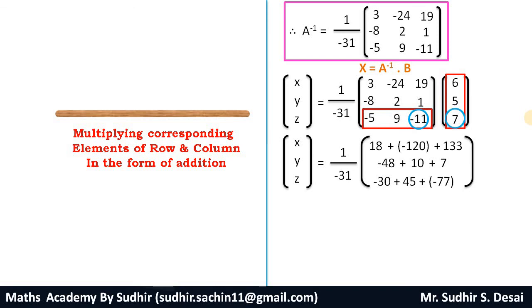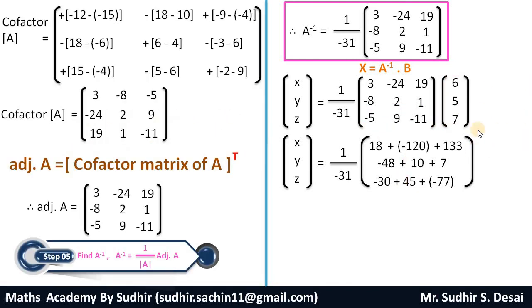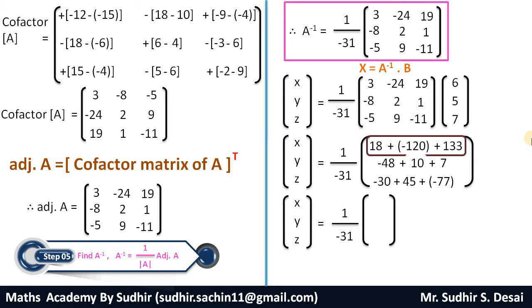So let us simplify this. Therefore x, y, z is equal to 1 upon minus 31. Now let's calculate these simple additions. 18 plus minus 120 plus 133 is nothing but 31. You can use a calculator for these calculations. Minus 48 plus 10 is minus 38, plus 7 is minus 31, and last, minus 30 plus 45 is 15, plus minus 77 is minus 62.